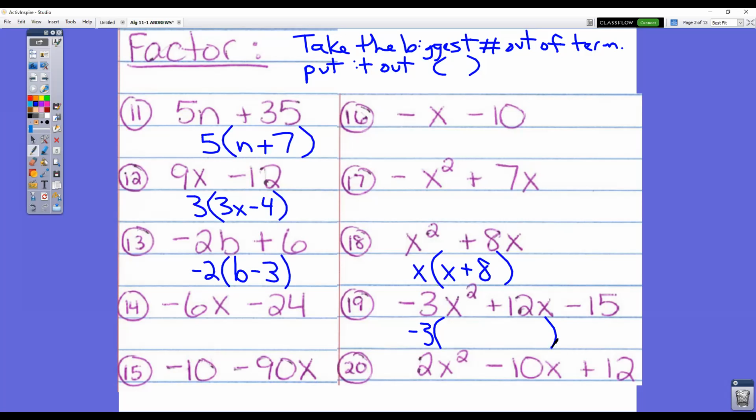I can't do a -3x because the 15 does not have an x. So I'd be left over with x squared. If I divide by -3 there, that would be a -4x. 15 divided by -3 is a positive 5. And we're going to do more of that as the chapters go along.